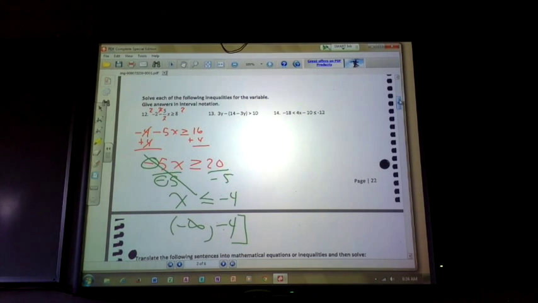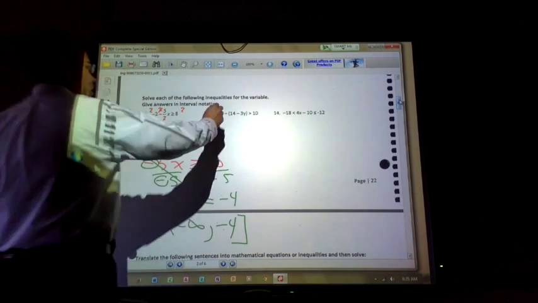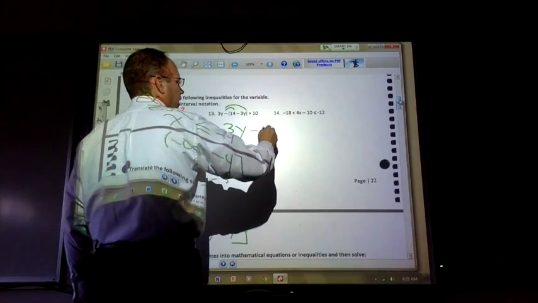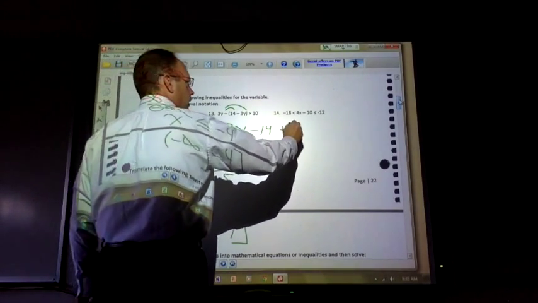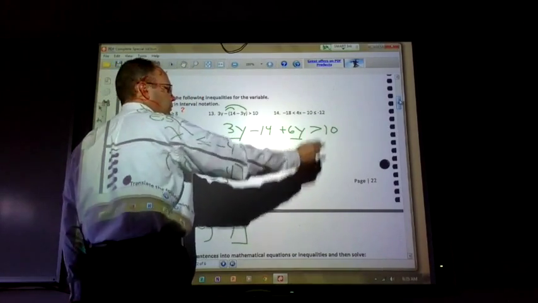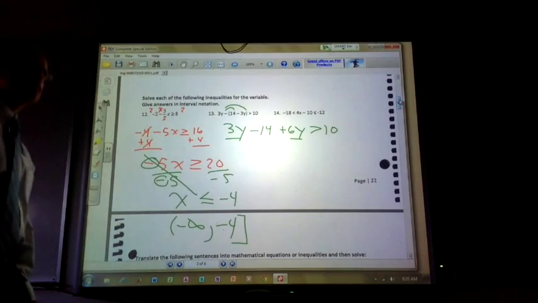Number 13. What should I do? I have parentheses. What is being distributed over those parentheses? Negative 1. Good. So let's distribute the negative 1 over these parentheses. There we go. 3y minus 14 plus 6y is greater than 10. Like it? Combine like terms. So 3y and 6y add together to give me what?